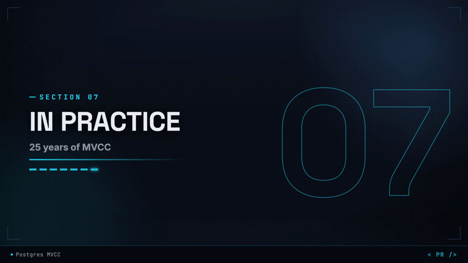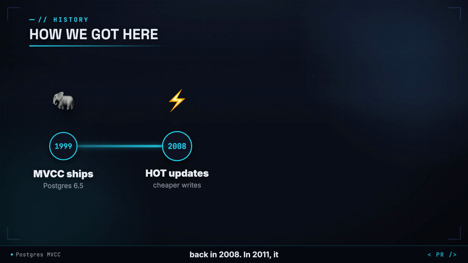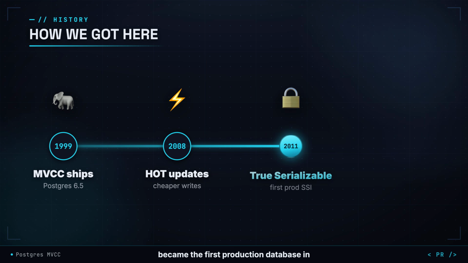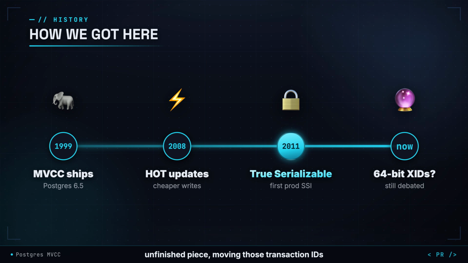None of this machinery is new. Postgres has been sharpening it for more than 25 years. Here's the short version of how it got here. MVCC has been in Postgres since 1999. HOT updates made writes cheaper back in 2008. In 2011, it became the first production database in the world to ship true serializable snapshot isolation. And the one big unfinished piece, moving those transaction IDs to 64 bits so the clock can never wrap, is still being argued over to this day.